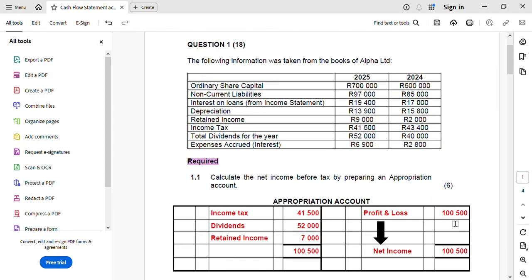Now to calculate this figure is simple. You add up your expense side, you take the total across, and that is the amount of net profit that you've made, and it's before tax, because we're only subtracting tax after we calculated that amount there.